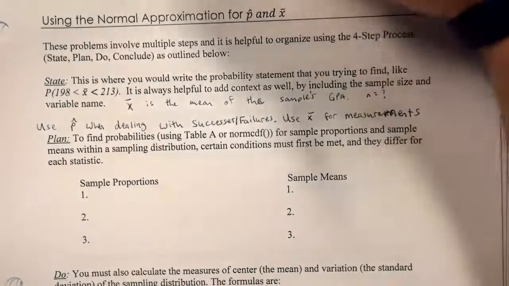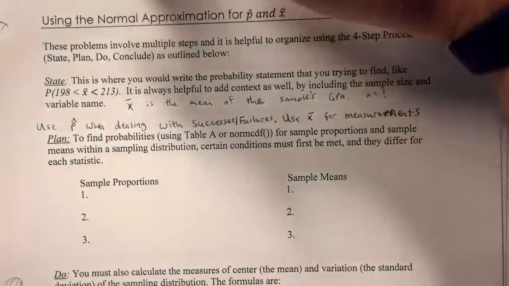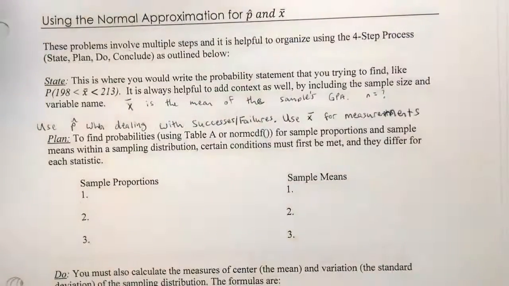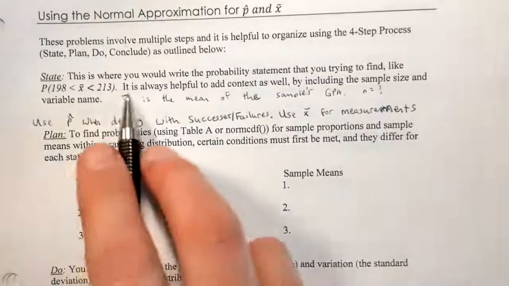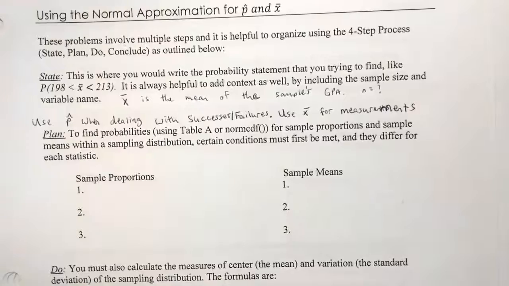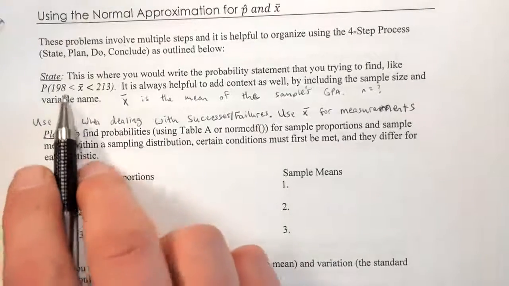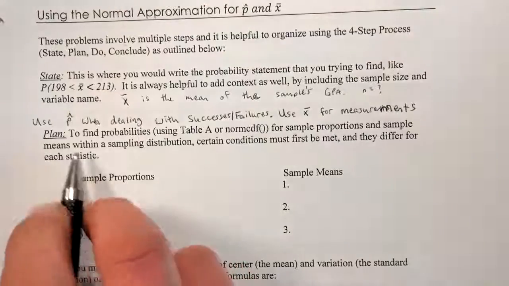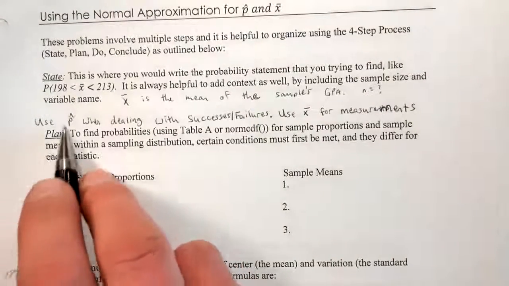Okay. Fantastic. So state, not a lot to it. Write a probability statement for now. Choose your variable, x bar or p hat. Once you choose your variable, write your probability statement, and add a little bit of context, move on to the plan step.